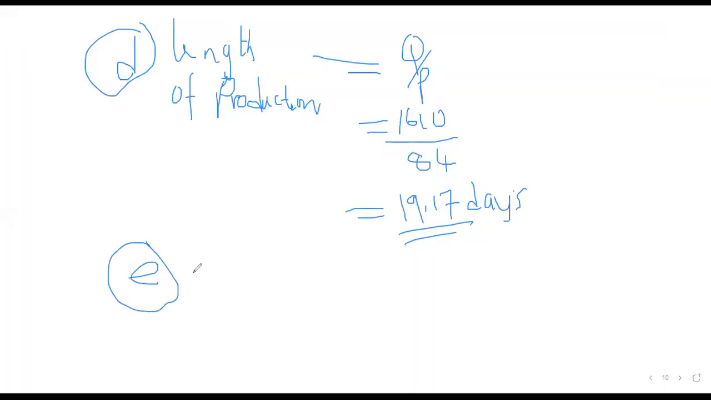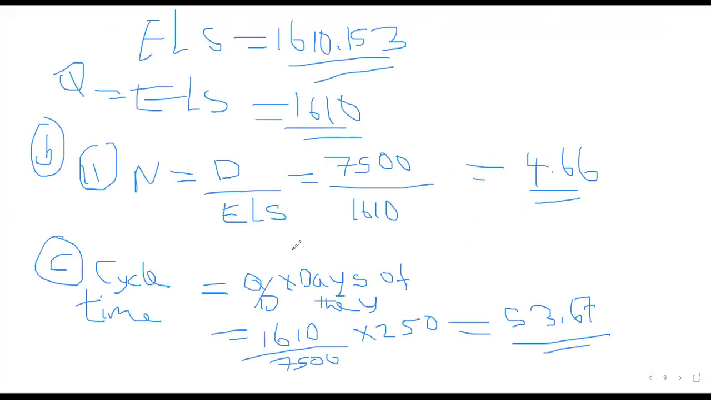Excuse me, yes, please, what's the difference between production runs and cycle time? Okay, now cycle time, which one? Are you talking about this D, or are you talking about the number of production runs?